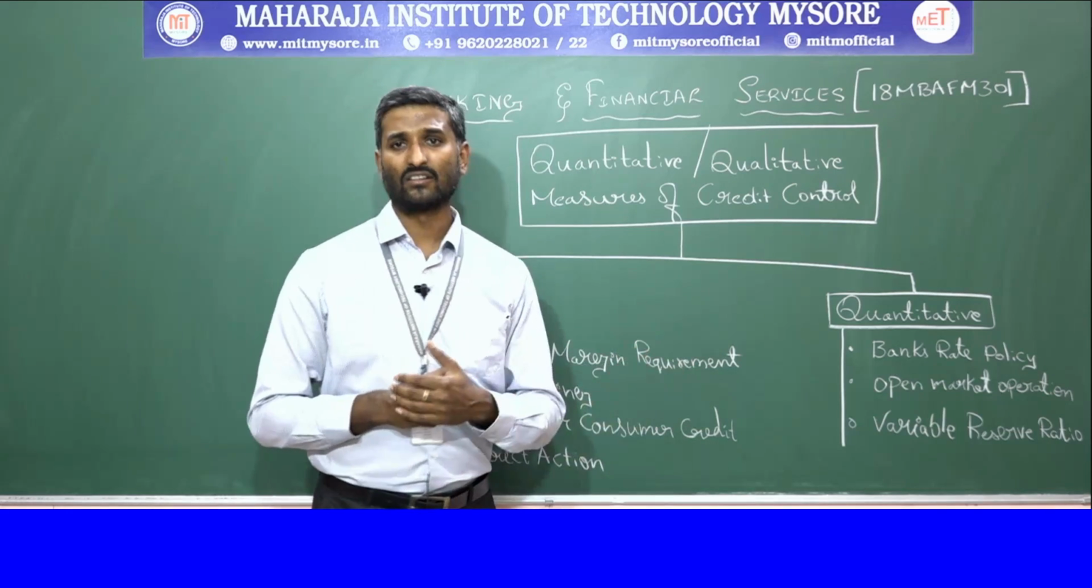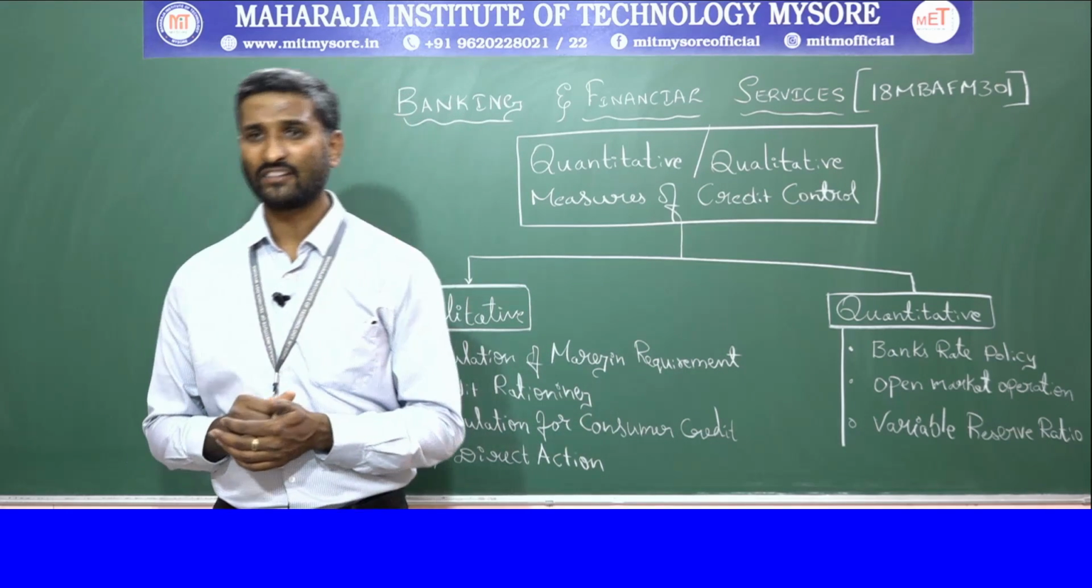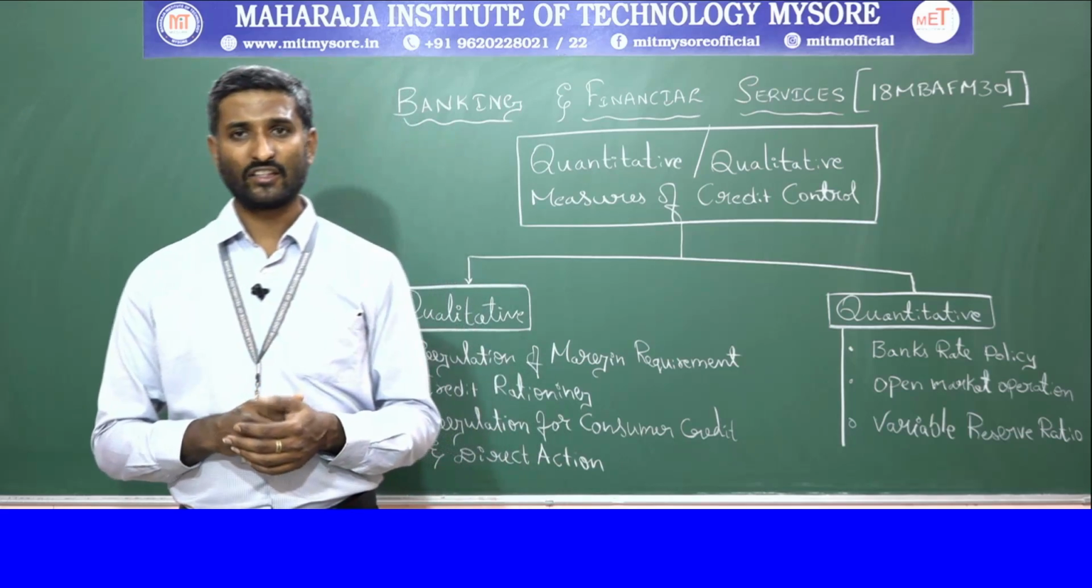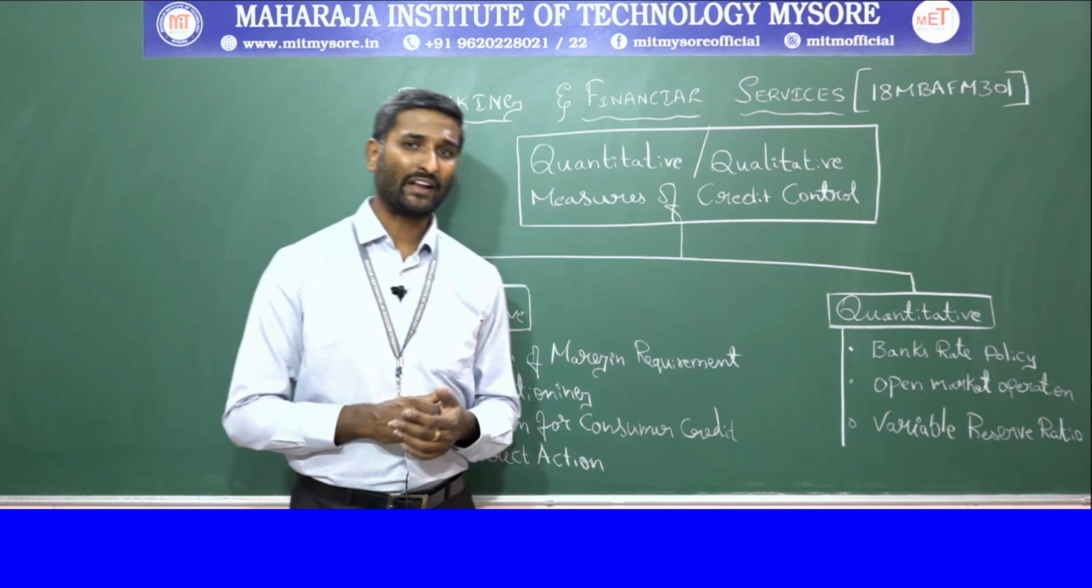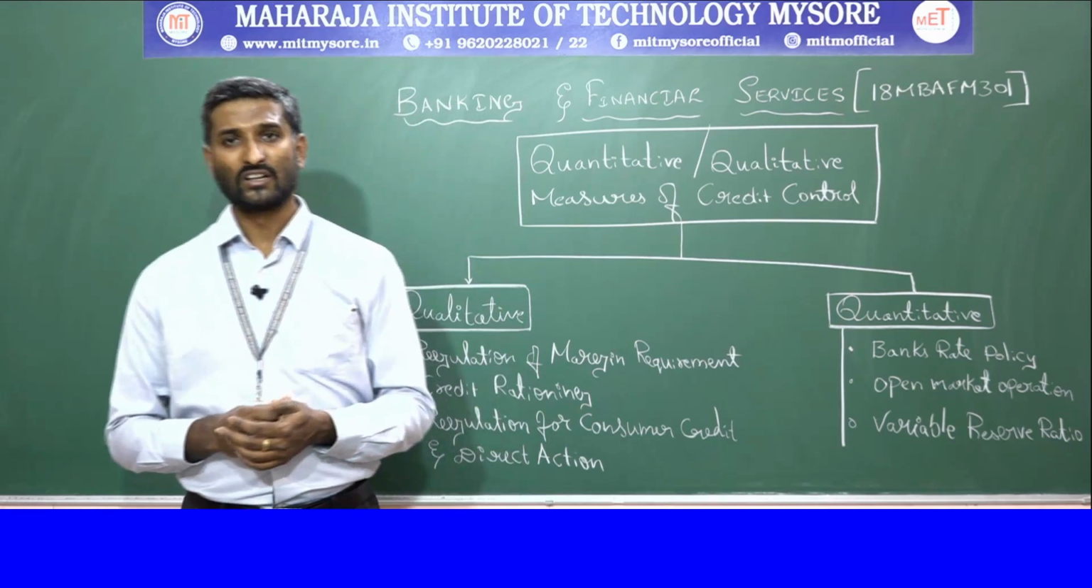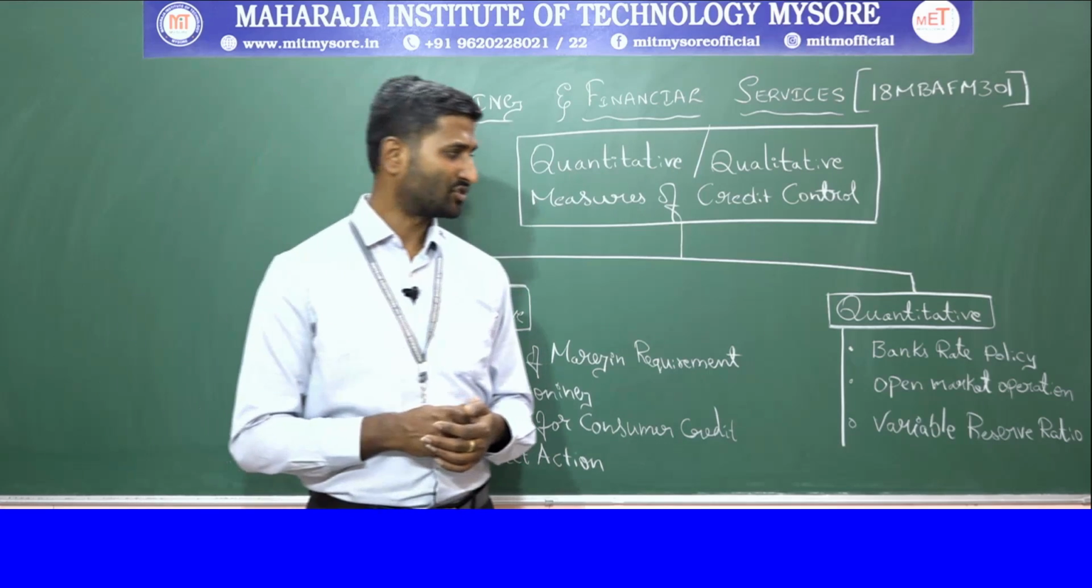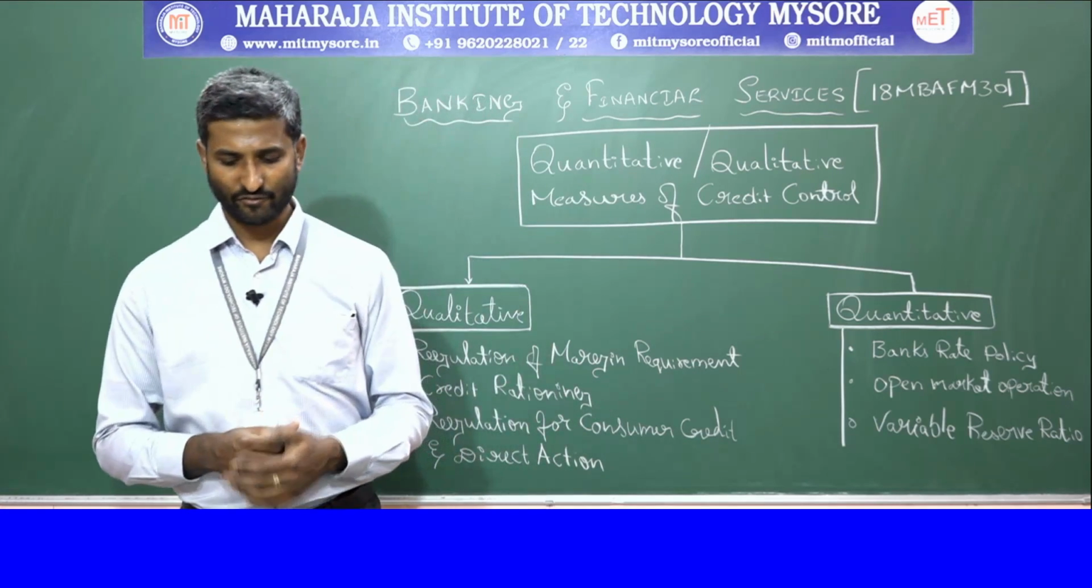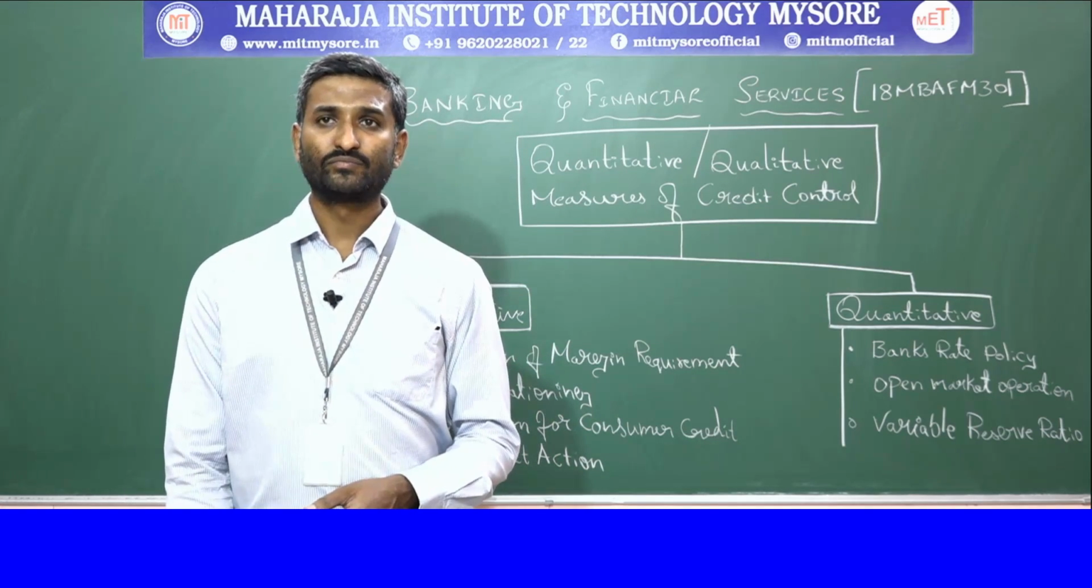And bank rate, that is 4.65%. Whenever the banks go for rediscounting, they must be charged 4.65% by RBI.